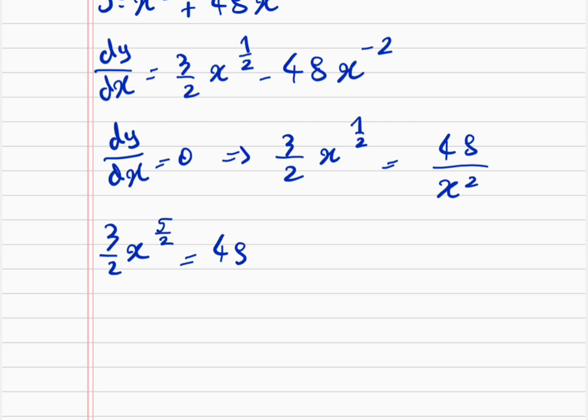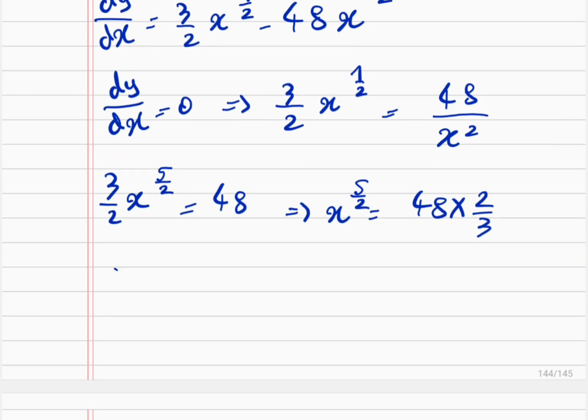This is equal to 48. At this point, we can multiply both sides by 2 over 3. So we have x to the power of 5 over 2 is equal to 48 times 2 over 3. I'm sorry, here 48 divided by 3 is 16, and then times 2 is 32. So this is equal to 32.